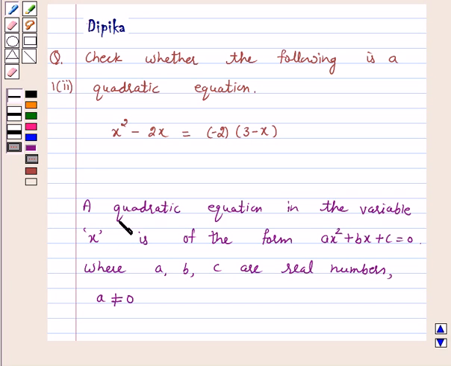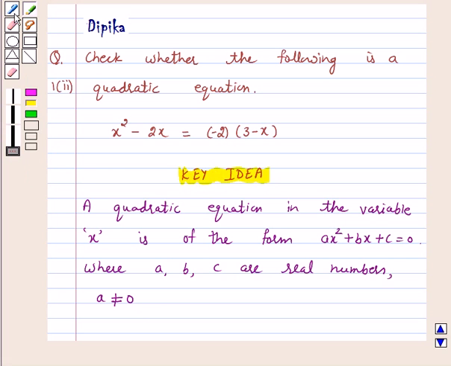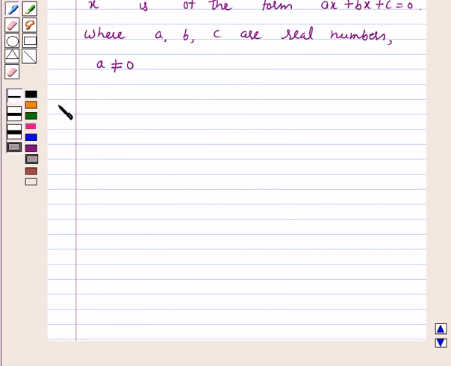As we know, a quadratic equation in the variable x is of the form ax square plus bx plus c is equal to 0, where a, b, c are real numbers and a is not equal to 0. This is the key idea behind our question. We will see whether our given equation can be converted into the form ax square plus bx plus c is equal to 0. Let's start the solution.